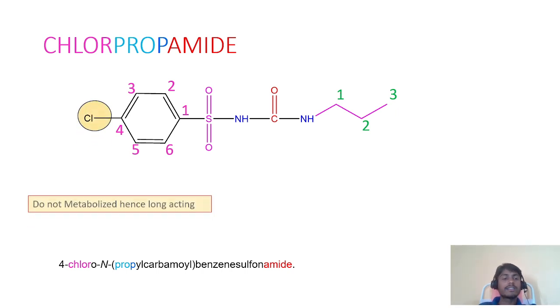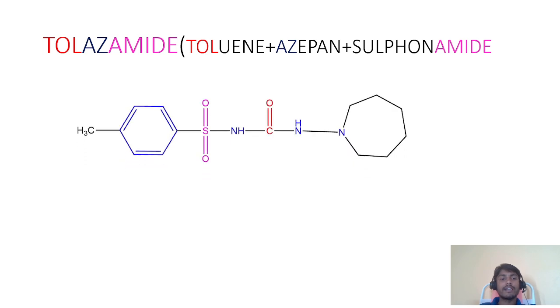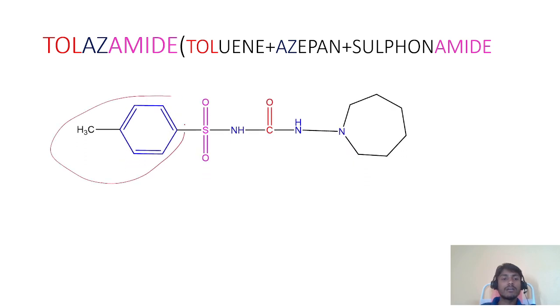So this chlorine is there. Chlorine is not metabolized immediately. Hence chlorpropamide is a long acting drug compared to tolbutamide. Next, tolazamide. It is containing toluene. Next, aza, nothing but nitrogen along with amide group.